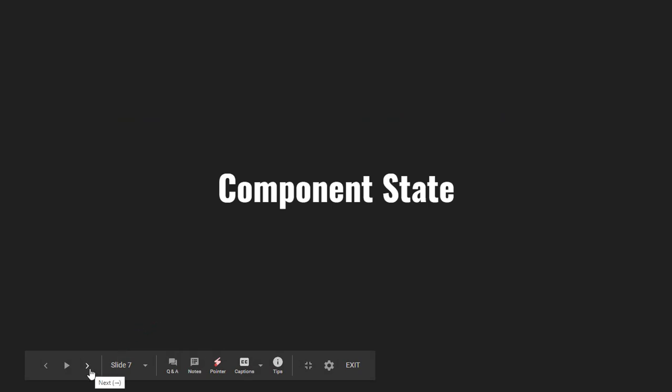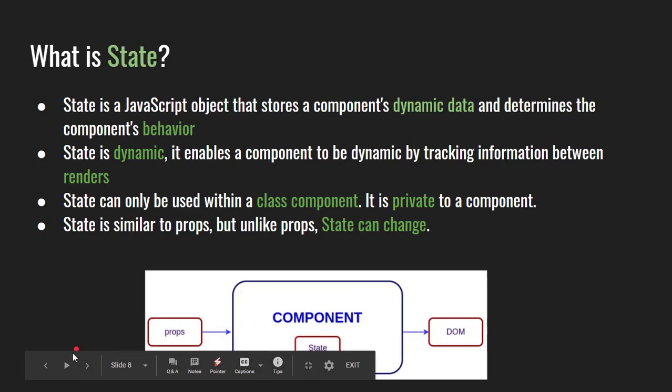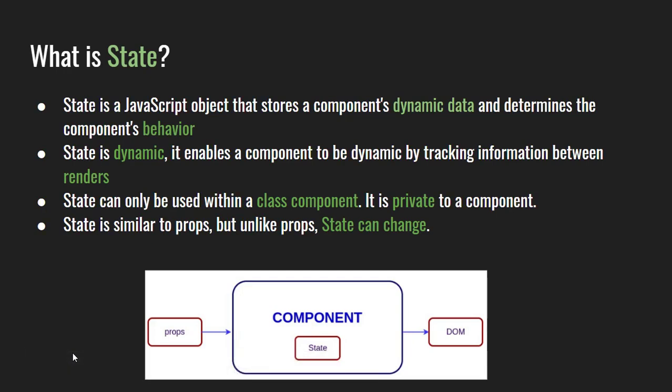So component state. What is state exactly? State is a JavaScript object that stores the component's dynamic data and determines the component's behavior. When we have an instance of a class, there is a concept of behavior of that class, right? When certain things change in that instance, that's a change in its behavior. So the UI needs to reflect that. If something has changed, it may need to redraw something.